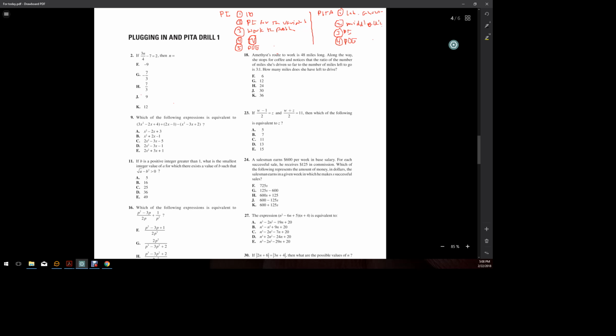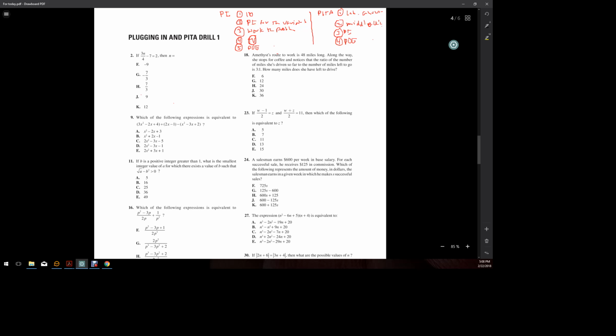So question number 2: if 3n over 4 minus 7 is equal to 2, then n is equal to what? Okay. So for this question, the question is asking me what n is equal to. And instead of trying to solve for n or plugging in a number for n, I actually have 5 options. N could be either negative 9, negative 7 over 3, 7 over 3, 9, or 12. So instead of coming up with my own numbers or trying to solve for n, I'm just going to use the answer choices. And this is how I know I can plug in the answer.